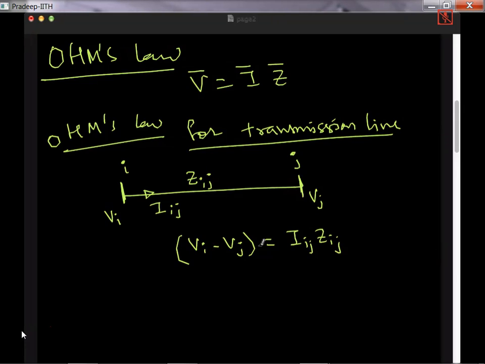Now make sure that the signs are correct. For example, the current going from bus I to bus J is considered as positive. So from bus I to bus J, if it is positive, then it will be Vi minus Vj, not Vj minus Vi, and that will be Iij into Zij.